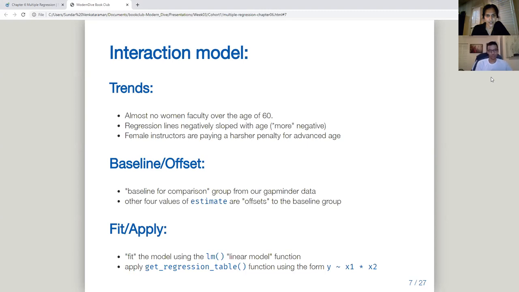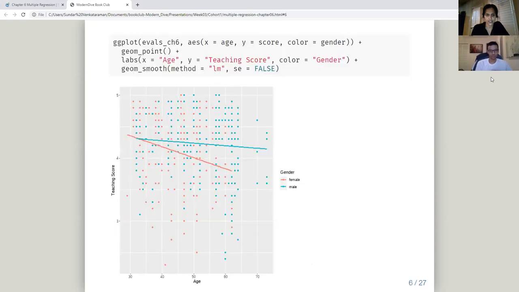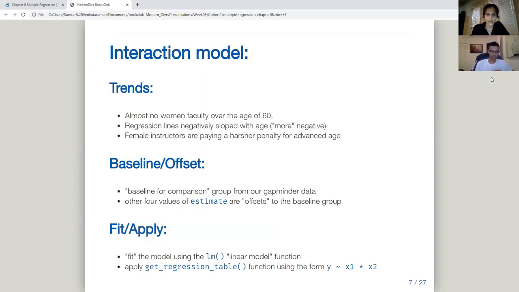When you include a categorical variable in your data, so in this case, our gender is the categorical variable, you also establish what is called a baseline. Your baseline would be the group that appears first alphabetically, which was a little bit surprising to me. That forms your baseline for comparison, and every other group is going to be offset relative to that.